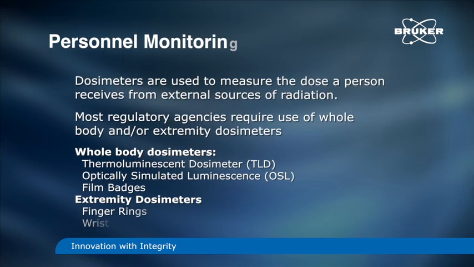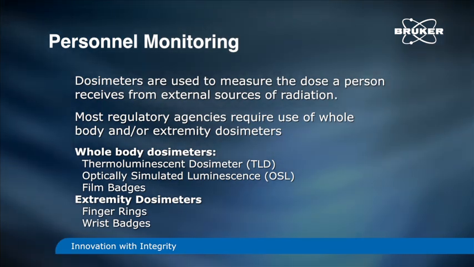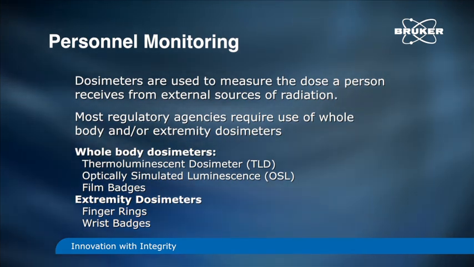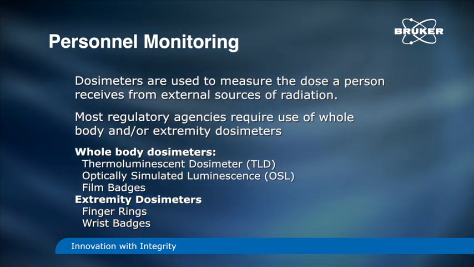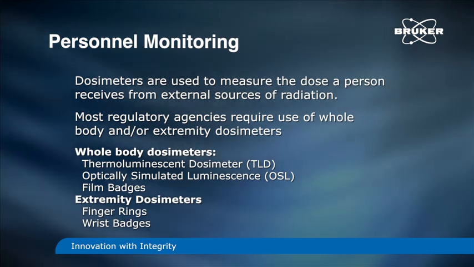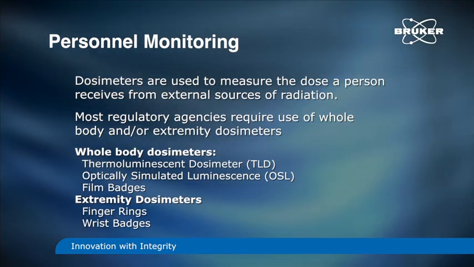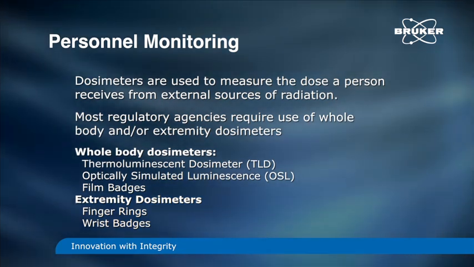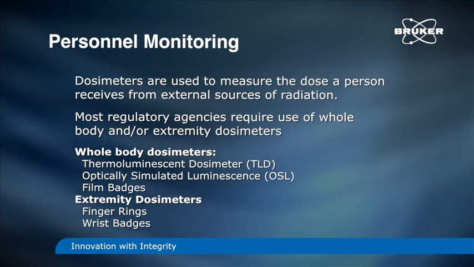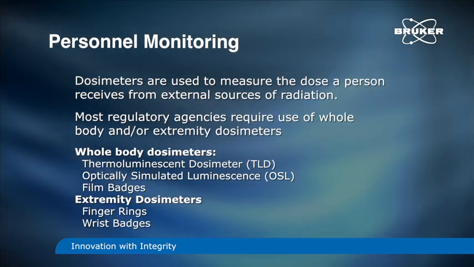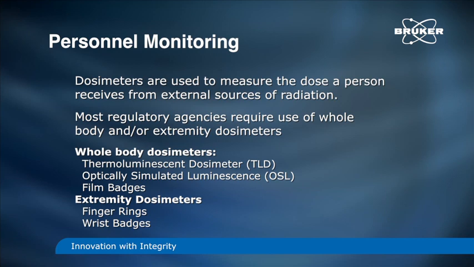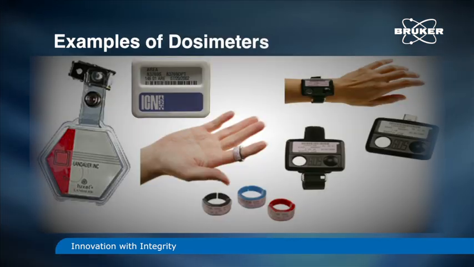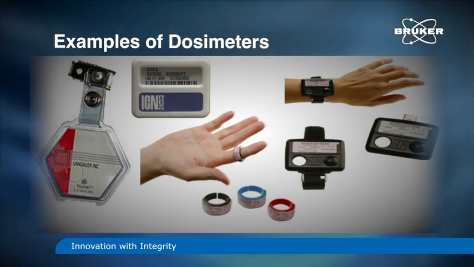Personnel monitoring devices called dosimeters are used to measure the dose a person receives from external sources of radiation. Regulatory agencies, in most cases, require use of whole-body and/or extremity dosimeters when working with X-ray producing devices. Whole-body dosimeters include thermoluminescent dosimeters, or TLDs, optically stimulated luminescent dosimeters, OSLs, and film badges. Finger rings and wrist badges are examples of extremity dosimeters.